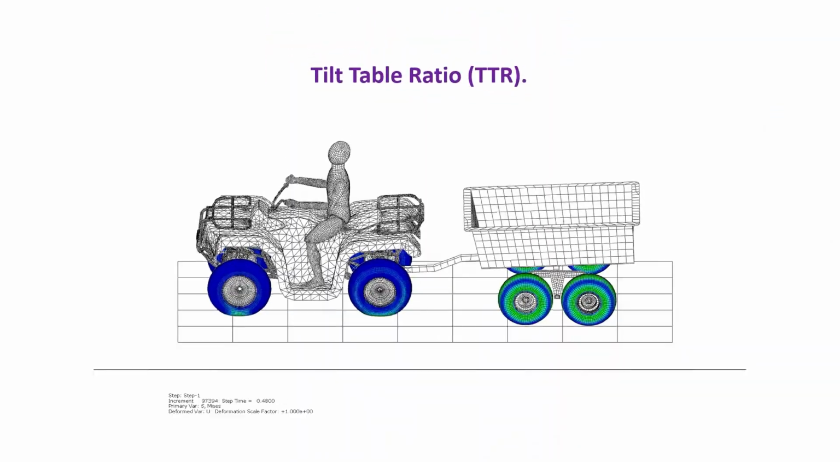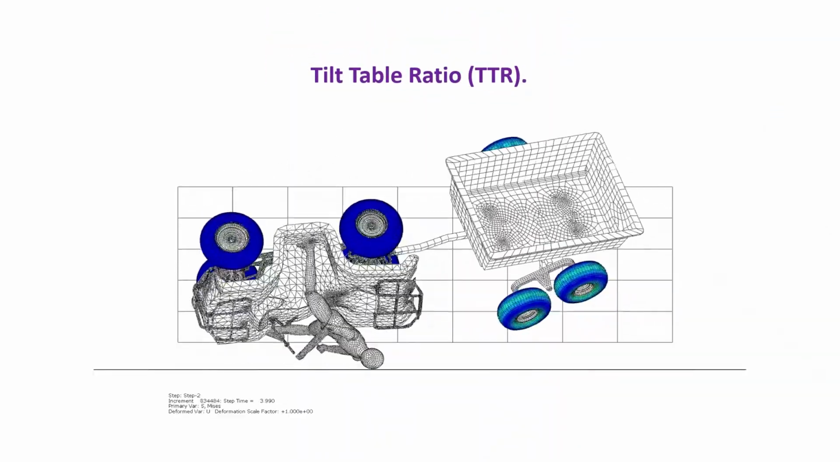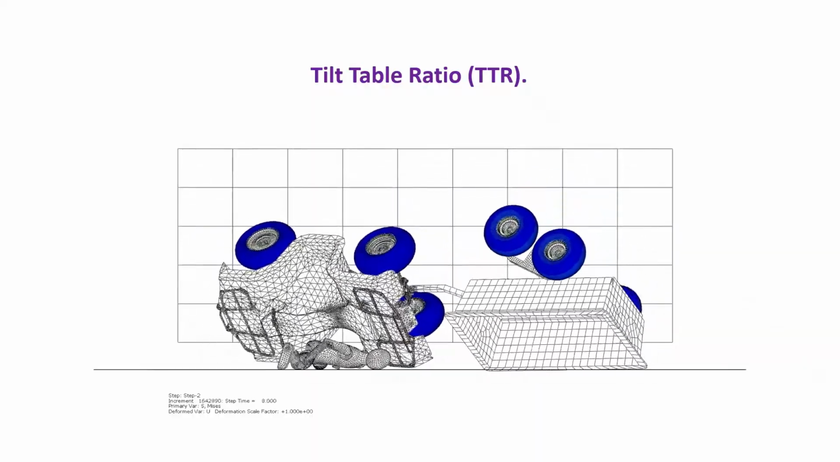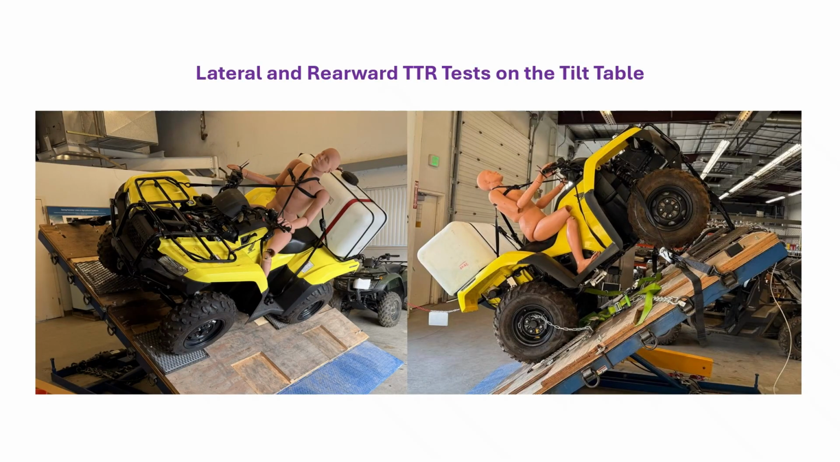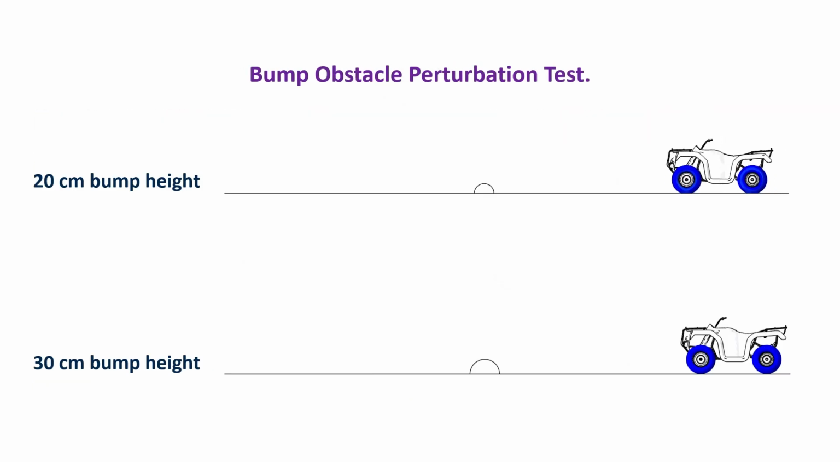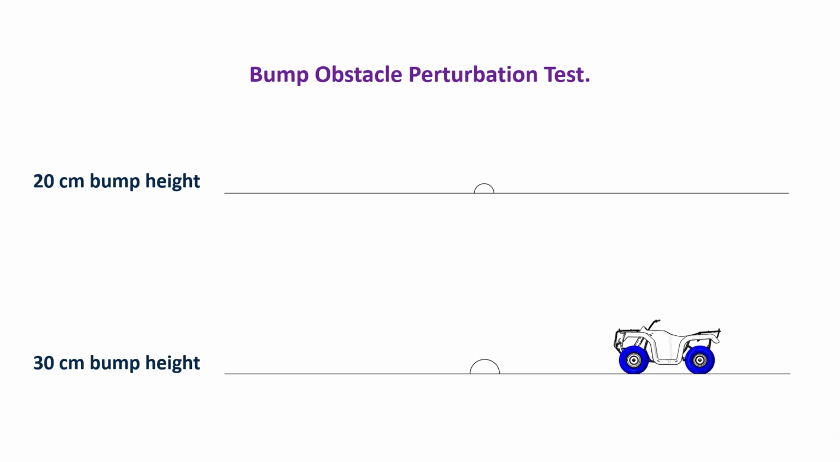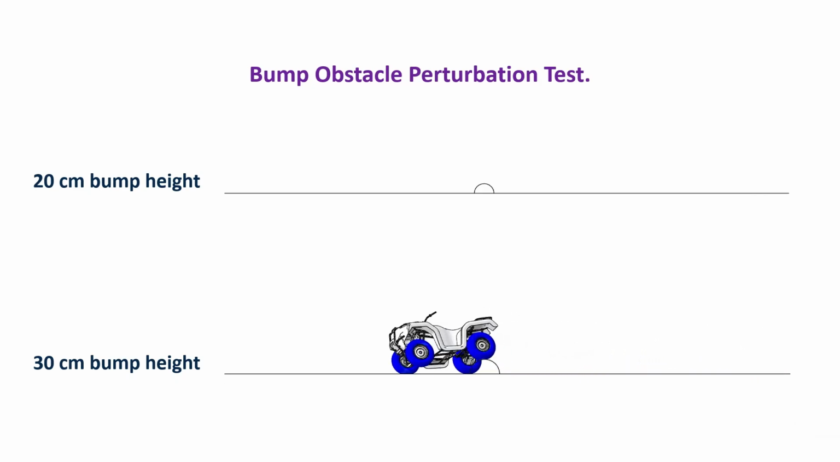Another test is the tilt table ratio or TTR test, which provides the opportunity to measure the static stability angle of the baseline ATV as well as the ATV equipped with different attachment configurations. In addition, the bump obstacle perturbation test evaluates the dynamic stability of the ATV while passing over bumps of varying heights under different tire inflation pressures and with both solid and liquid-based attachments.